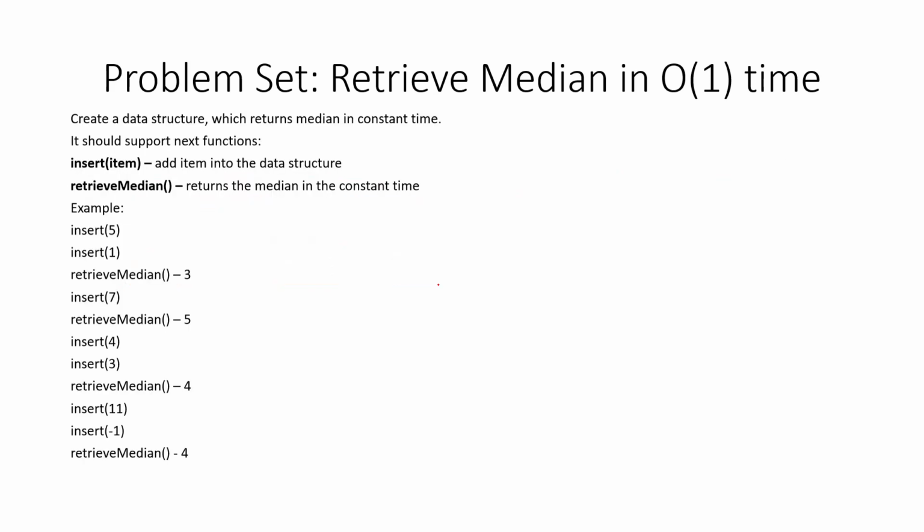In this problem you need to create a data structure which returns the median in constant time. It should support the following functions. First one is insert item, so you add an item into the data structure, and second is retrieve the median, so you return the median in constant time.